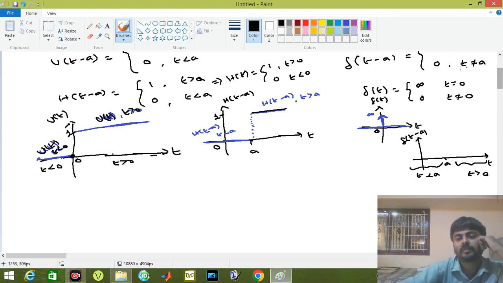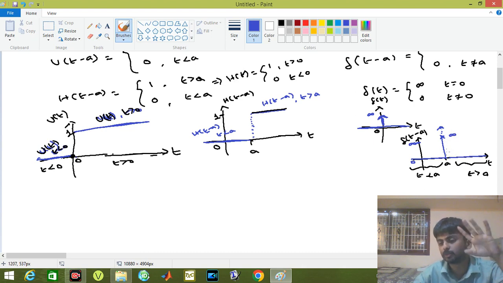For all other values it becomes 0. If it is infinity somewhere here, you will have the value here, and for all other values it is 0. So this will be your plot, but actually it is not possible to plot. This is an impossible function, but possibly very useful in engineering.